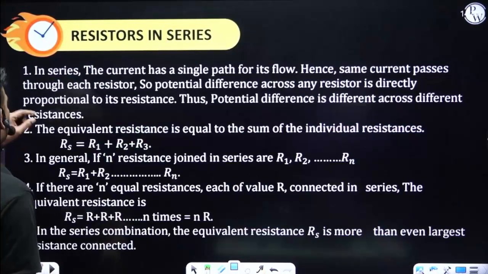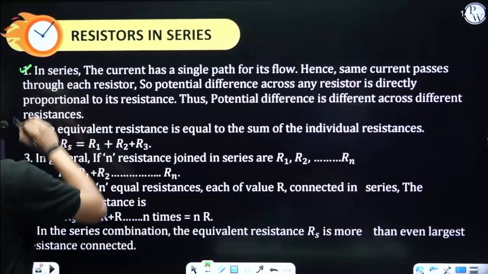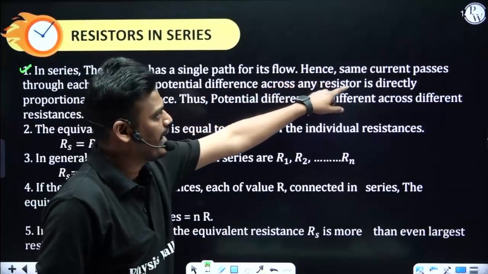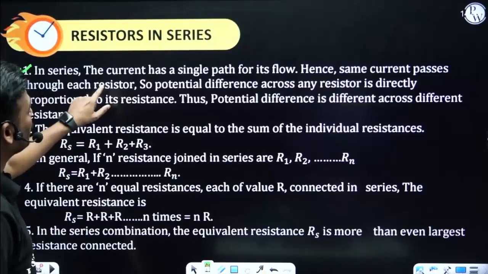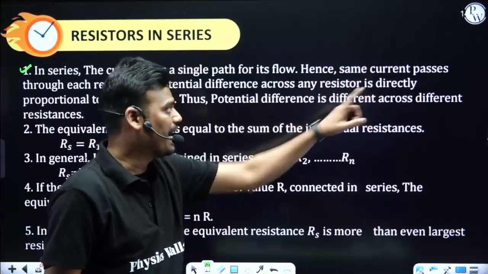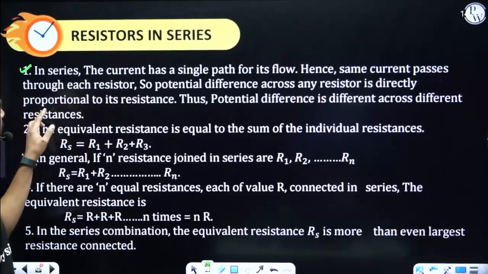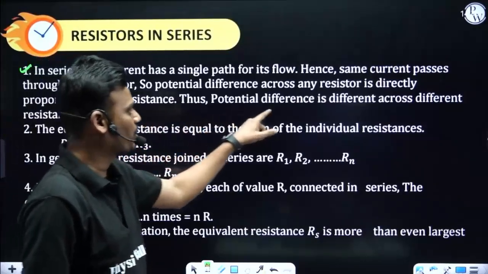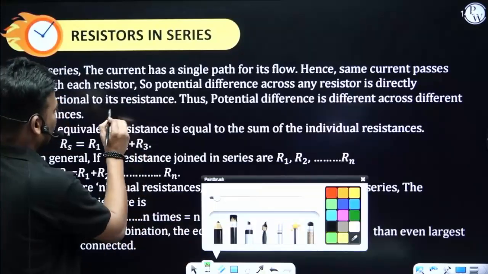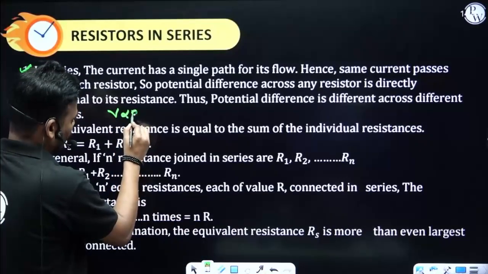First point. In a series combination, the current has a single path for its flow. Hence, the same current passes through each resistor. So the potential difference across any resistor is directly proportional to its resistance. Thus, the potential difference is different across different resistances. V is directly proportional to the resistance.